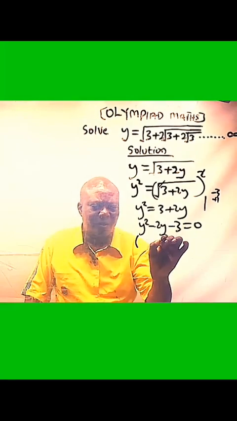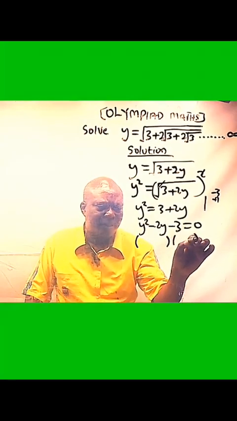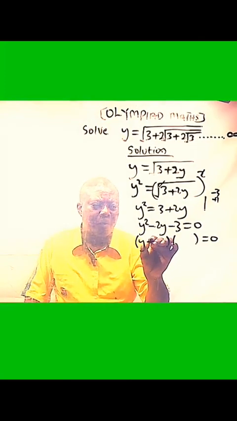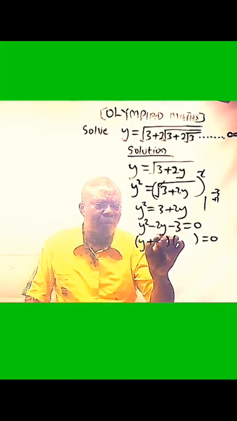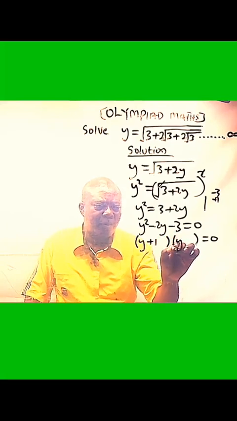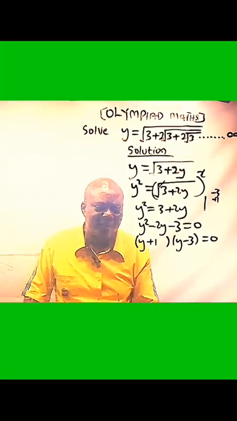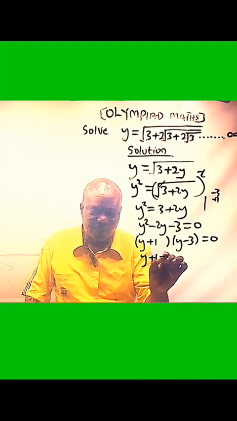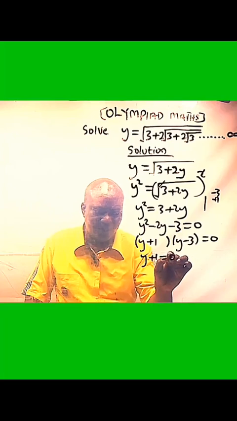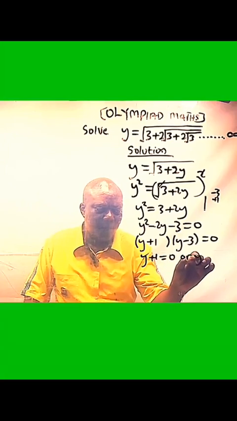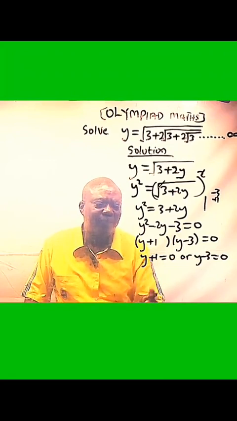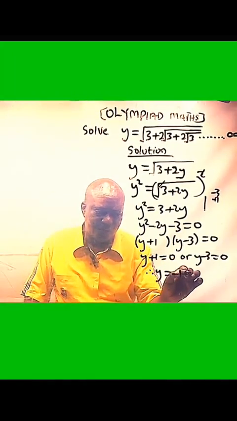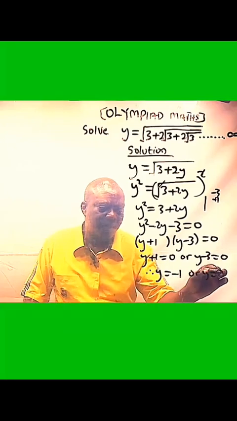So you have two brackets here equals 0: y plus 1 and y minus 3. From here, either y plus 1 equals 0 or y minus 3 equals 0. Therefore, y equals minus 1 or y equals 3.